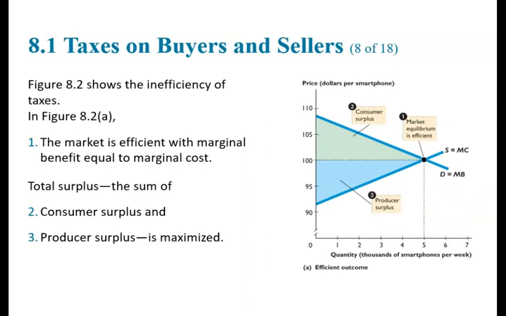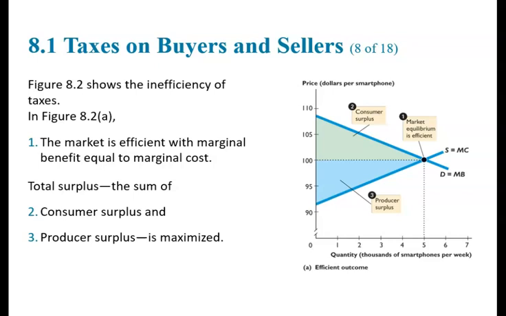This figure over here shows us the market of smartphones without any tax. You can see the consumer surplus, shown by this triangle area, and the producer surplus, shown by this triangle area, are maximized in this situation. So everyone is happy at this equilibrium. Consumer surplus is maximized, producer surplus is maximized. The total surplus is the exact sum of the consumer and the producer surplus.